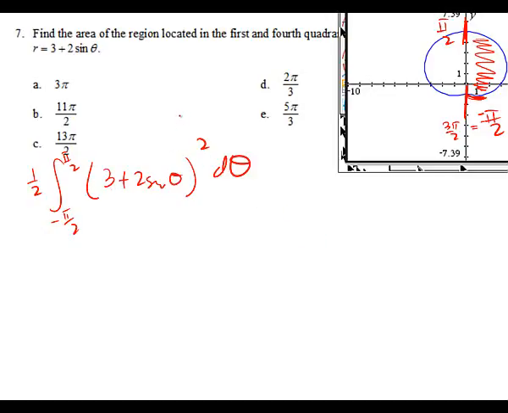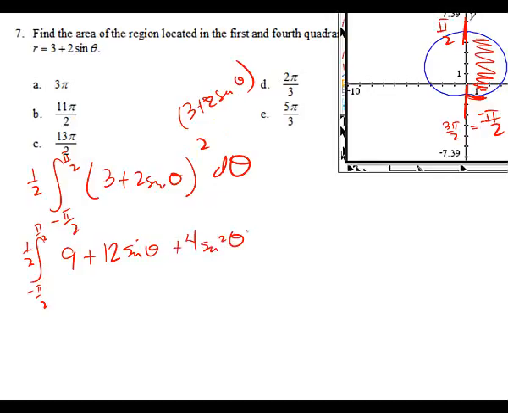So I have to FOIL this thing here in the middle, 3 plus 2 sine theta. So let's see what happens when we FOIL from negative pi over 2 to pi over 2. All right, so what's 3 times 3? 9. And then 3 times 2 would be what? 6, and we've got 2 of them, so 12 sine theta. And then 2 sine theta times 2 sine theta is 4 sine squared theta. And then we've got a d theta after it.